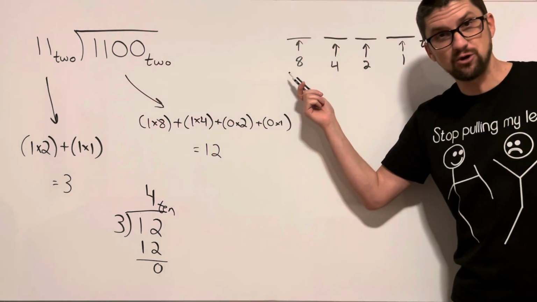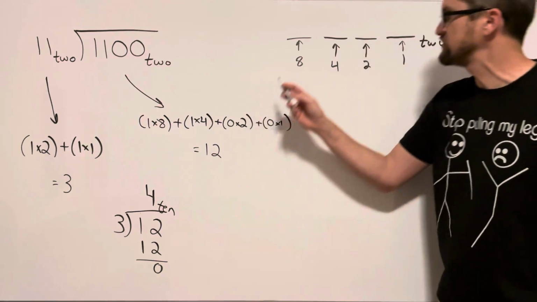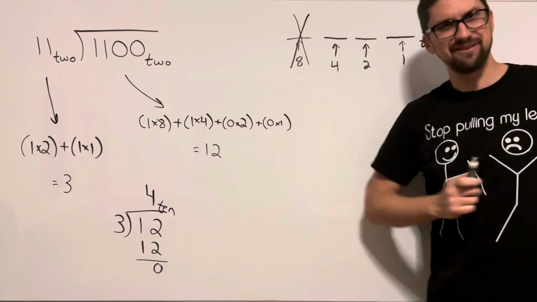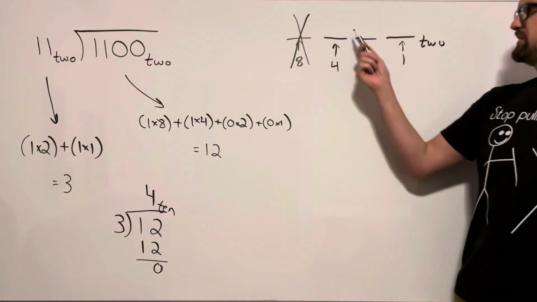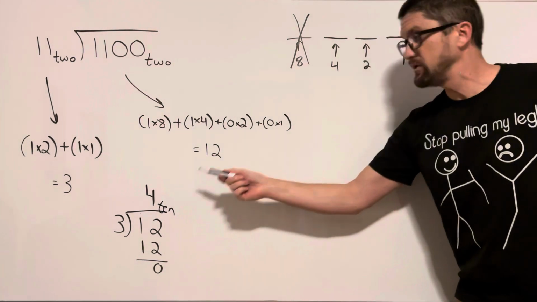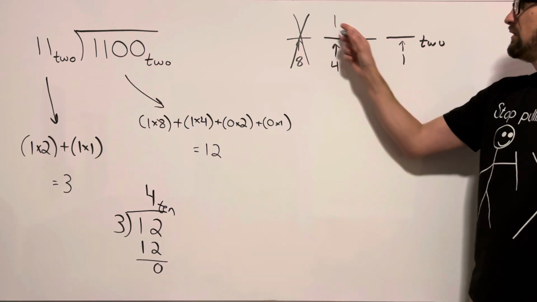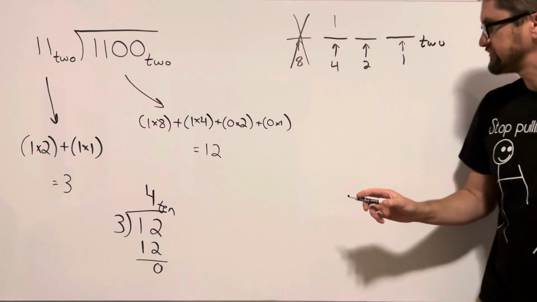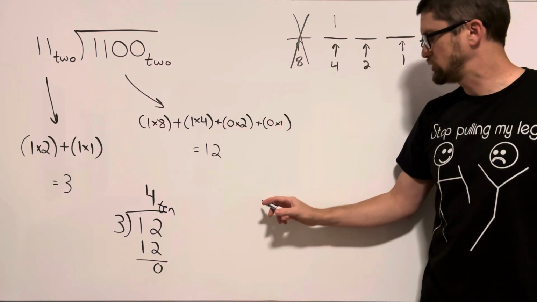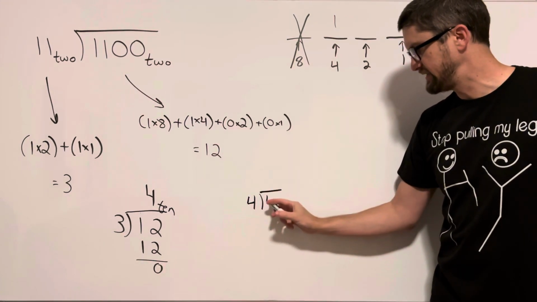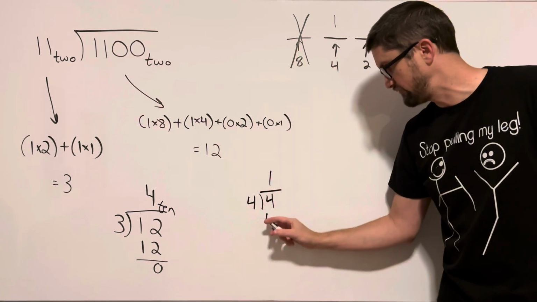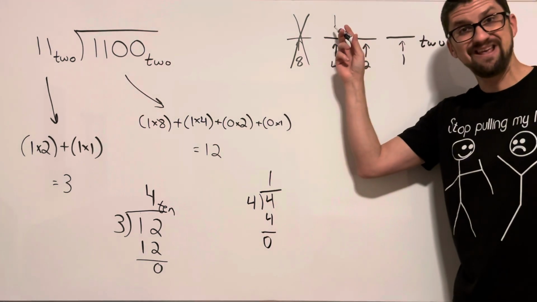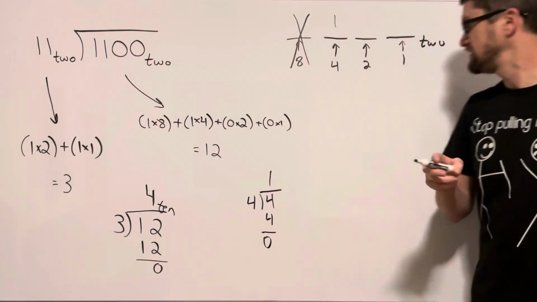I can't create groups of 8 because I only have 4, so there's not going to be a number in the 8's place value. But I do have one group of 4, but I have nothing left over after that. If you want to figure out how many groups of 4 you have, just divide this 4 by 4 and you have one group of 4. So this 1 is going to go in the 4's place value.